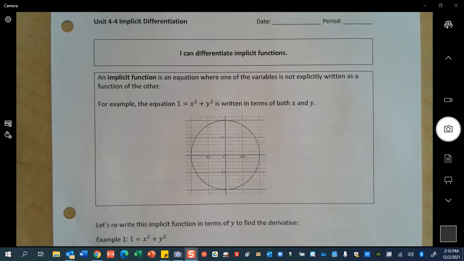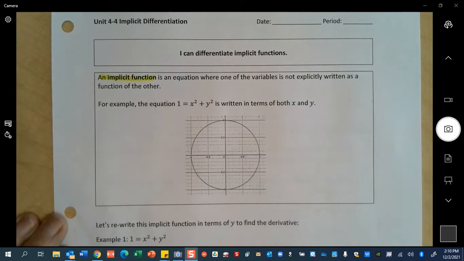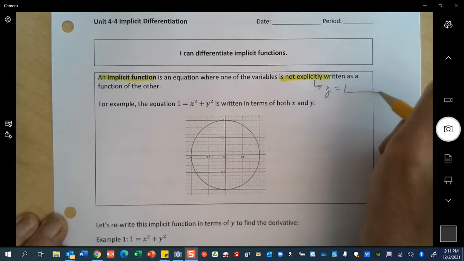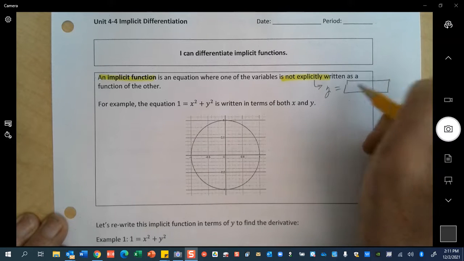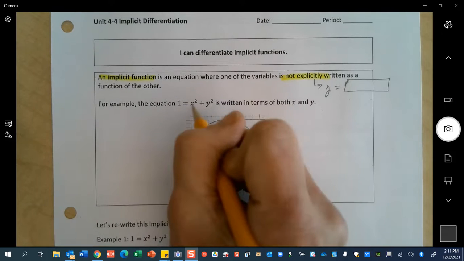All right, so here's what we talk about. An implicit function, by definition, is an equation where one of the variables is not explicitly written as a function of the other. When we talk about an explicit equation, that's where I have y is equal to something, and that's been super fun for us to do all of these weeks learning how to differentiate. So they gave you a circle equation. For example, the equation 1 is equal to x squared plus y squared is written in terms of both x and y.